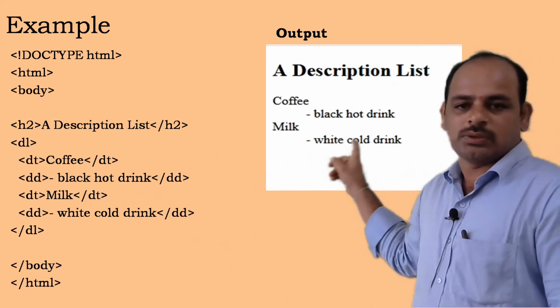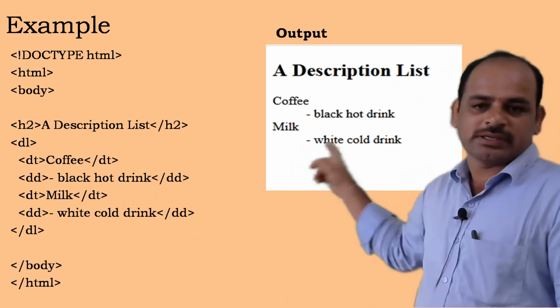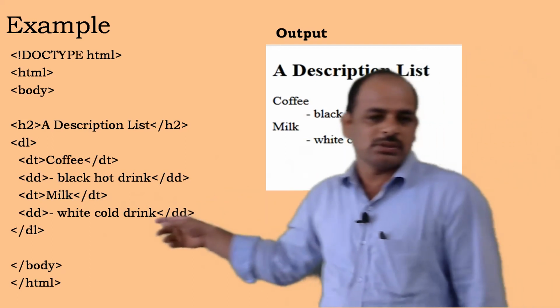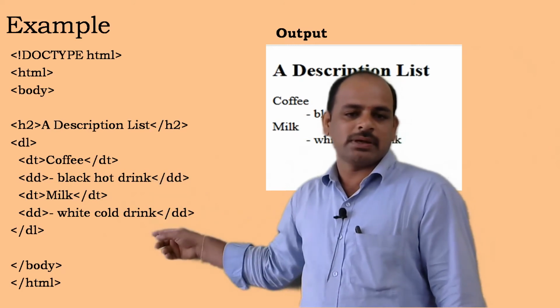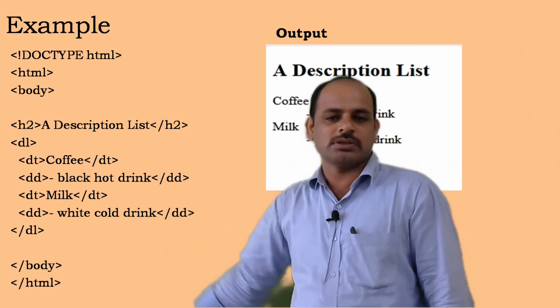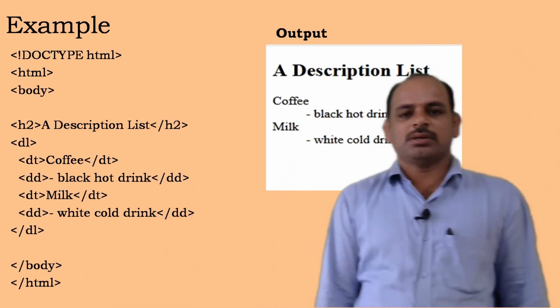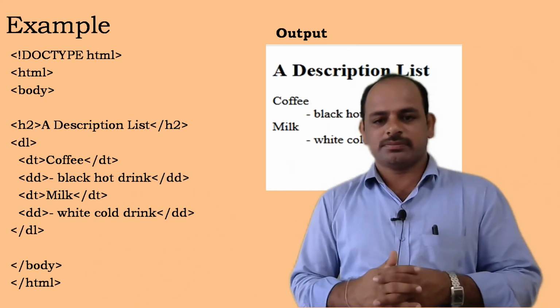That is a white cold drink here, right? So basically a white color drink here. There's a small mistake in this. So then white color drink. Then finally we have to close the DL, the description list. Body close, HTML close. Right. So you can see the output about a description list. Right. Next.